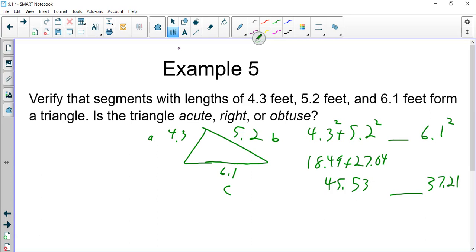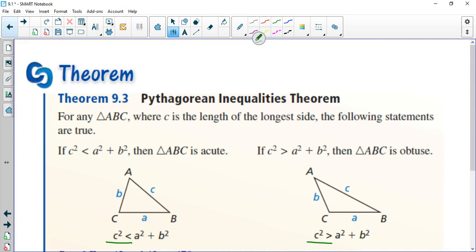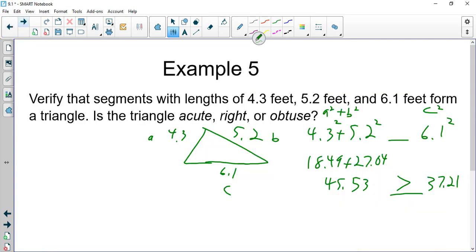Now, 37.21 is less than the addition. So remember, this was our c squared, this was our a squared plus b squared. So let's go back. If c squared is less, we have an acute triangle. So if it would have been greater, we would have had an obtuse triangle. And that's it.